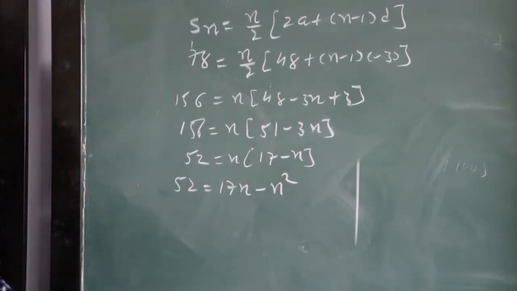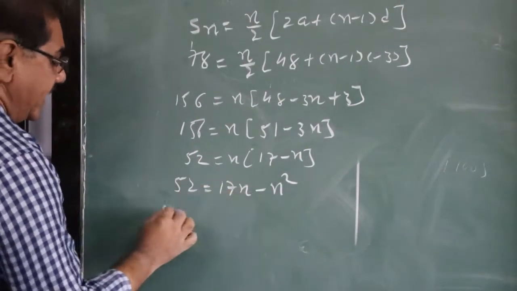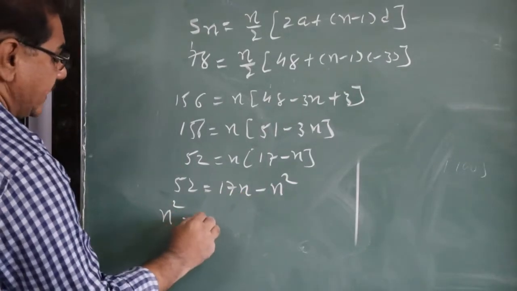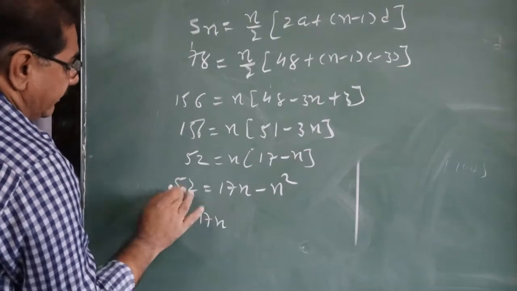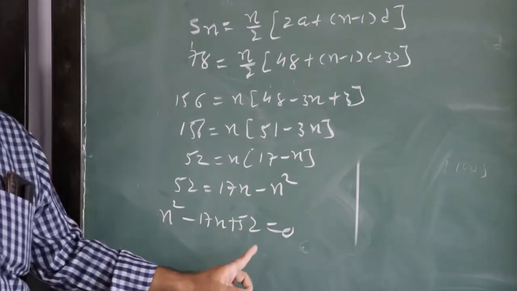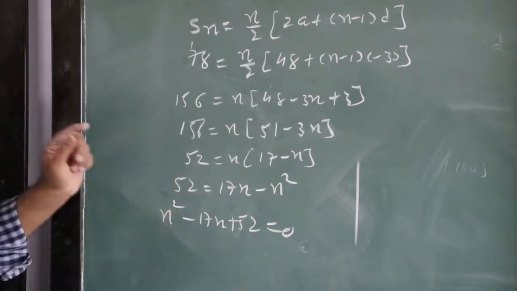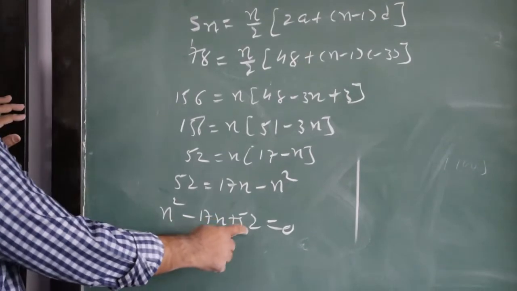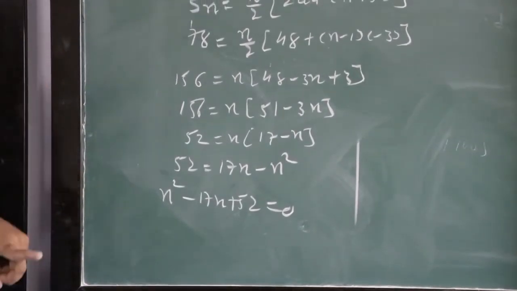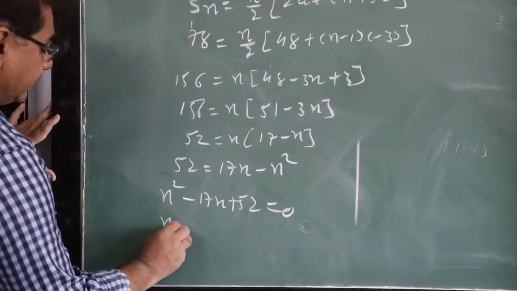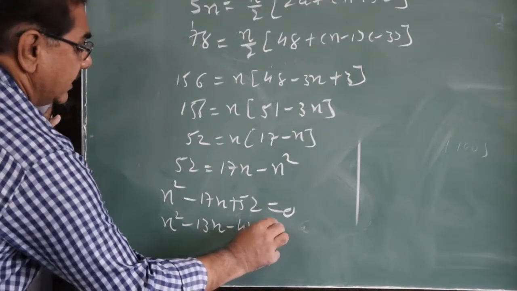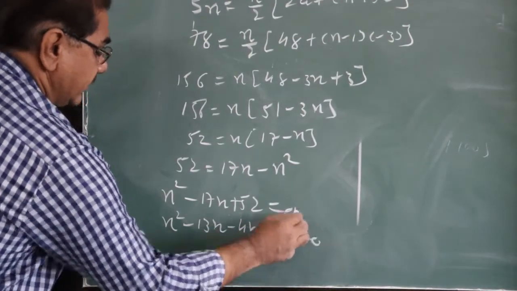I bring all the terms on the left hand side. So minus n square becomes plus n square, plus 17n becomes minus 17n, 52 is positive only, is equal to 0. So here we have a degree 2 polynomial. How to split the middle term? The product is 52 and the sum should be minus 17. So it is 13 4s are 52. So splitting is n square minus 13n minus 4n plus 52 is equal to 0.